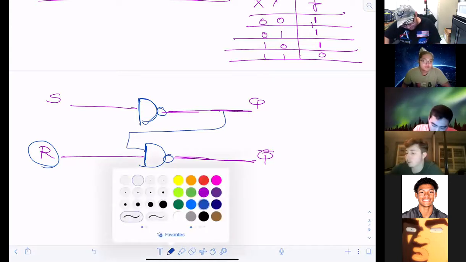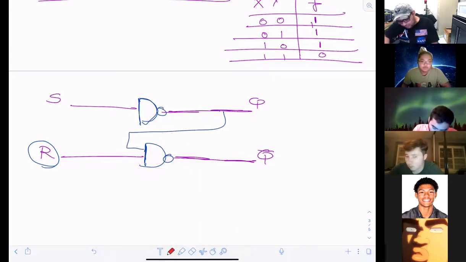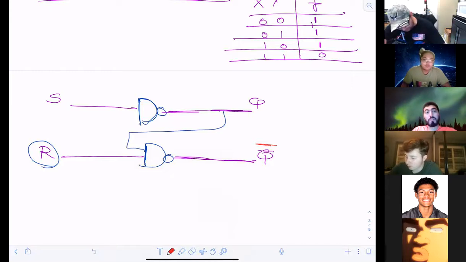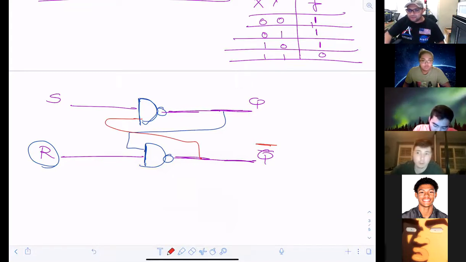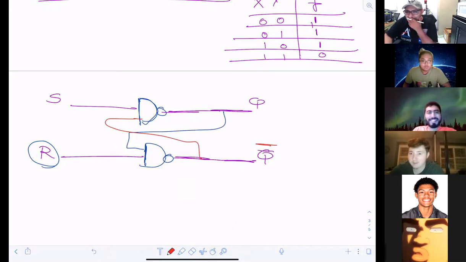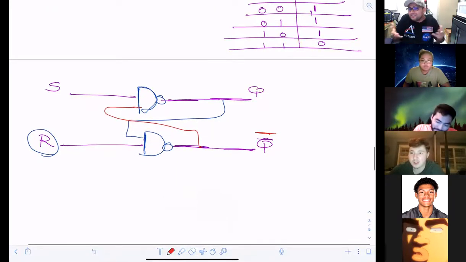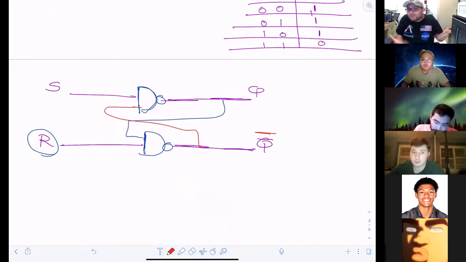Then, voila, this is Q complement. That's complement, and I set, so we flip it. So it's going to be like this. Guess what we have in front of us? The SR NAND latch. We are done. We finished the lecture, you know? I'm just joking.